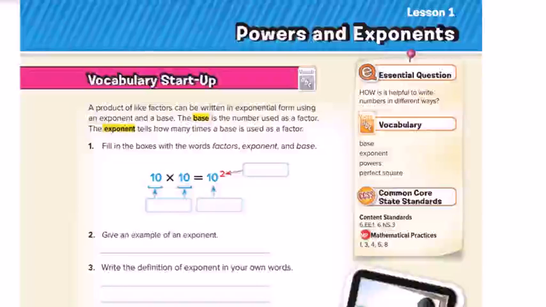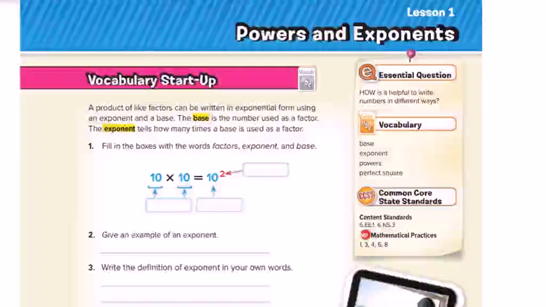So basically, when you have a number that's multiplied by itself a bunch of times, you can write it in a different way than writing it out as 5 times 5 times 5 times 5 times 5. You can write it as 5 to a certain power, or the exponent that's there. And the exponent will tell you how many times that base is being multiplied.